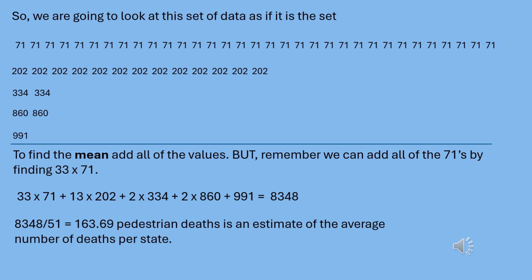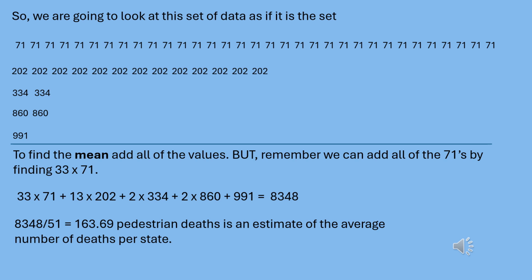So to find the mean, we're going to add all the values up. But remember back at the beginning of our video that we're not going to take the time to type 71 plus 71 plus 71 33 times. Instead, we're going to save ourselves time and multiply 33 times 71. And we're not going to take the time to add 202 plus 202 plus 202.